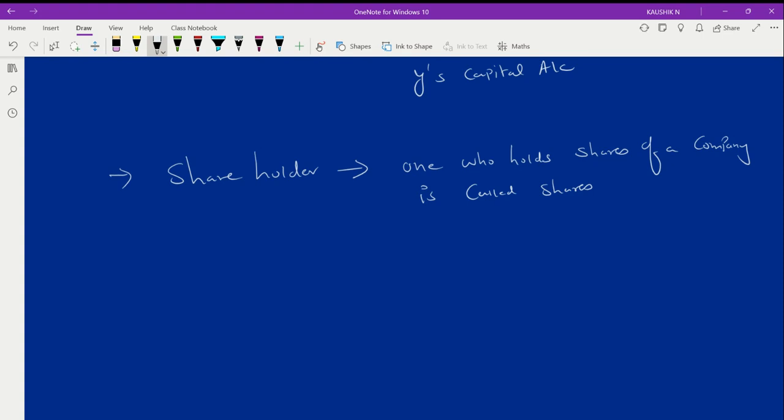I'll be getting my returns for those 100 shares that I have in that particular company. So a shareholder is nothing but an individual. Okay, so one who holds shares of a company is called a shareholder. Is it clear to you?